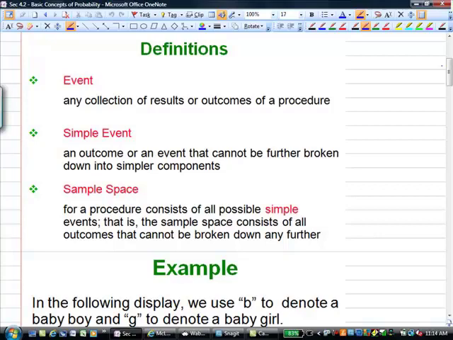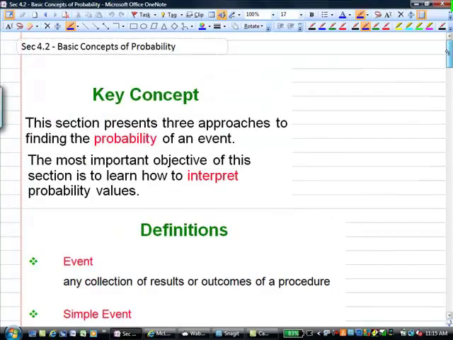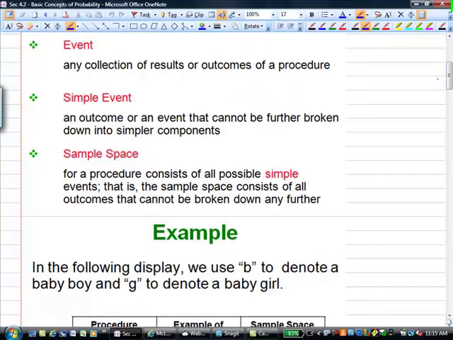A simple event is an outcome or an event that cannot be further broken down into simpler components. That's a simple event. A sample space for a procedure consists of all possible simple events. That is, the sample space consists of all outcomes that cannot be broken down any further. In finding probabilities, which is what we're going to be doing here, we're going to need to determine how many elements are in our event and how many elements are in our sample space.